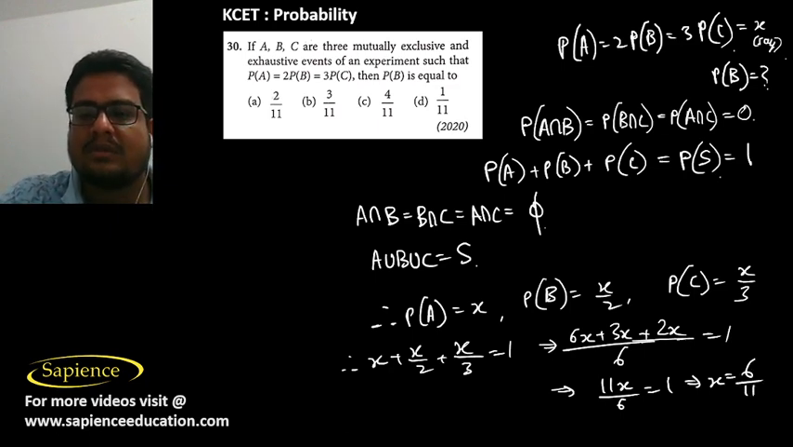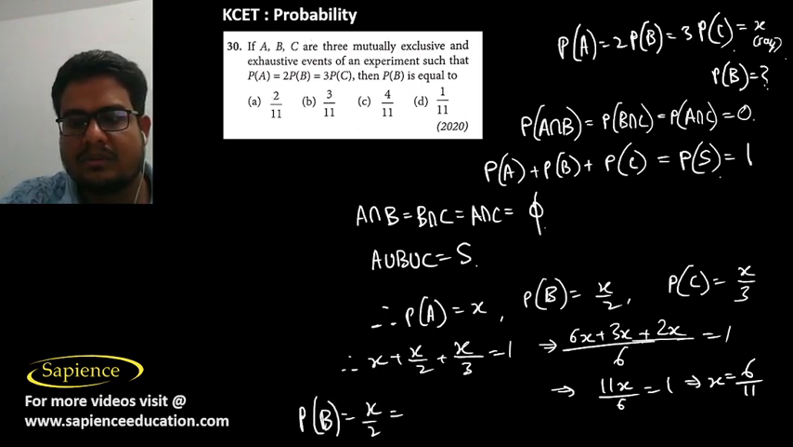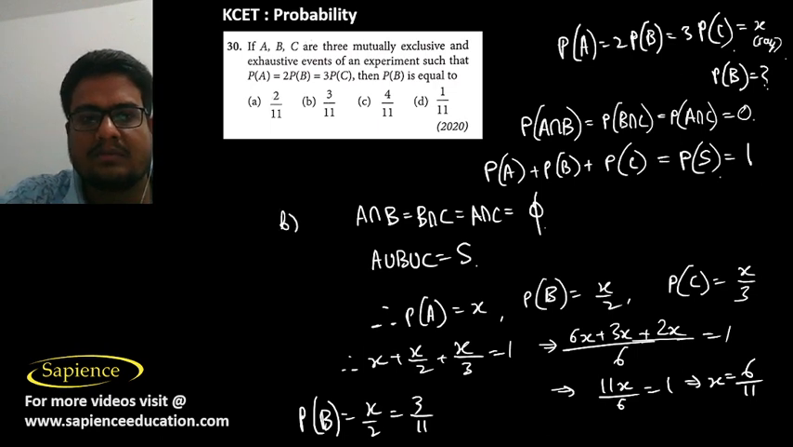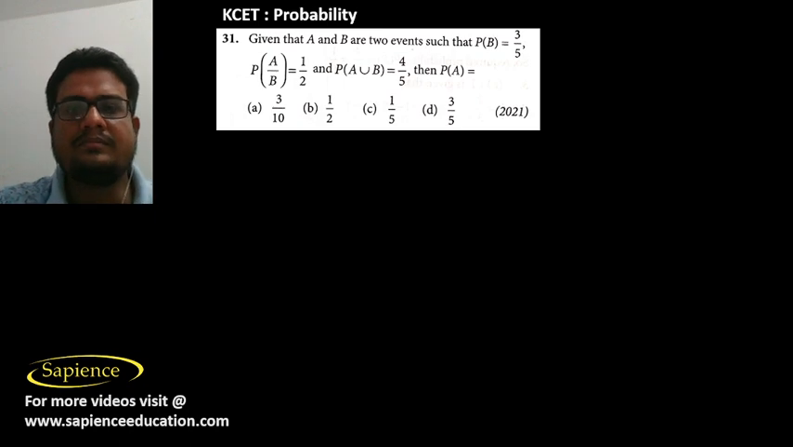So therefore we have to find out P of B. P of B is equal to x by 2, so that is equal to 3 by 11. So option B is the correct answer.